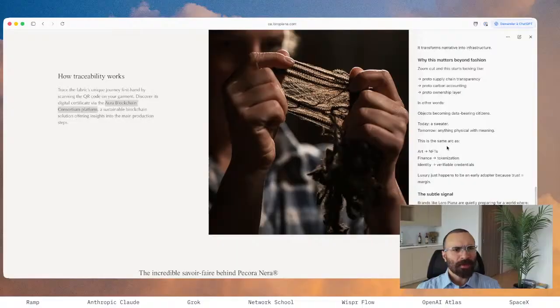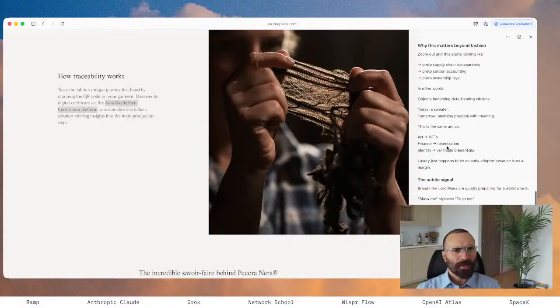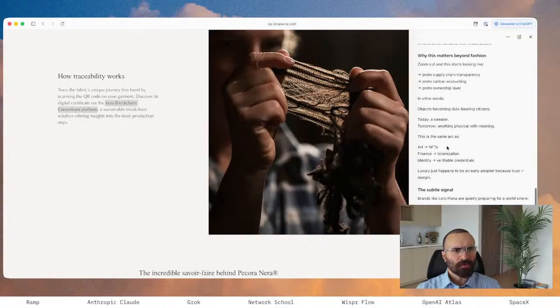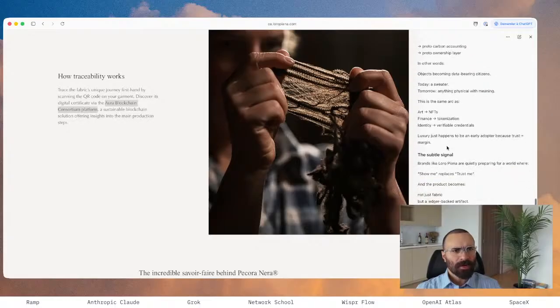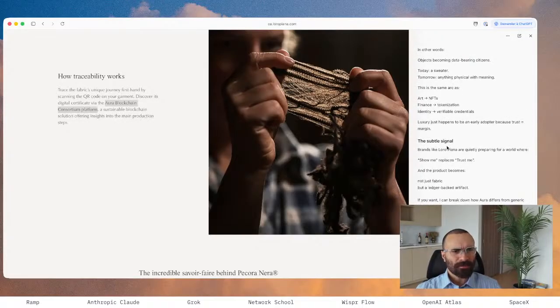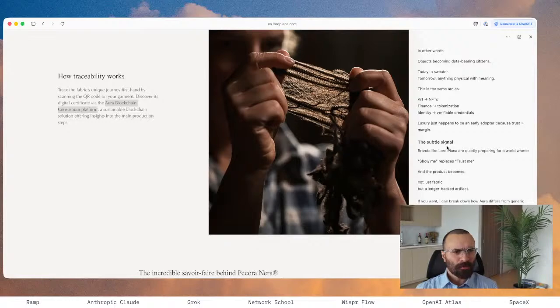Why this matters beyond fashion. Zoom out and this starts looking like proto supply chain transparency, proto carbon accounting, proto ownership layer. Objects becoming data bearing citizens. A sweater tomorrow, anything physical with meaning. Art, NFTs, finance, tokenization, identity, verifiable credentials. Luxury just happens to be an early adopter because trust is margin. A subtle signal. Brands like Loro Piana are quietly preparing for a world where show me replaces trust me.